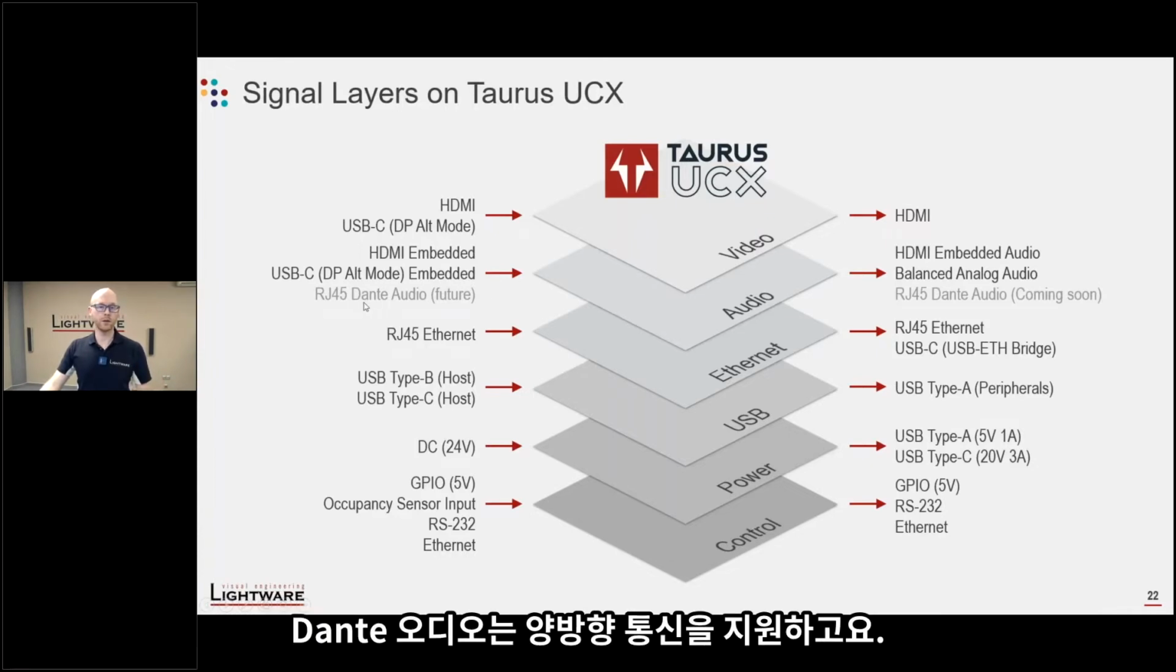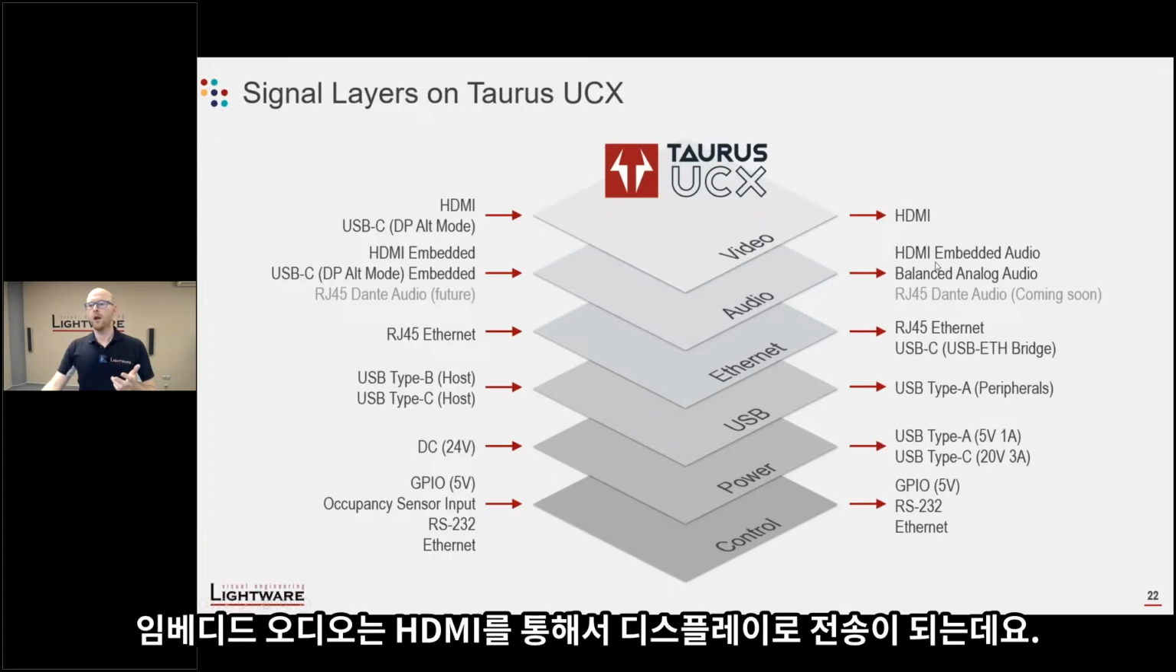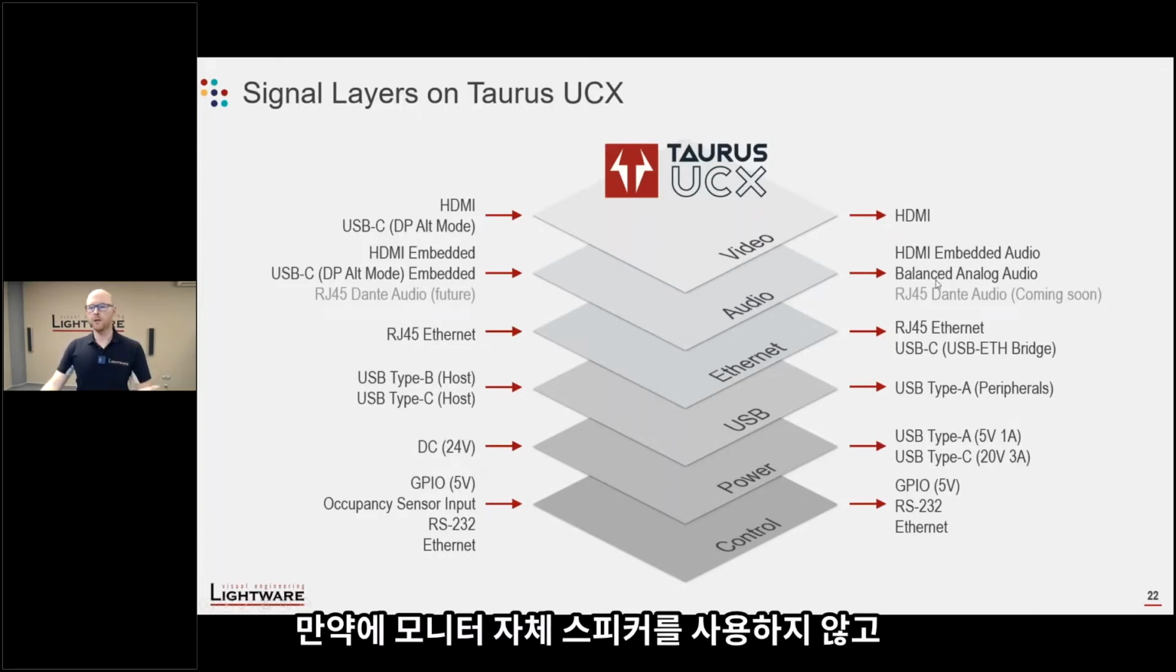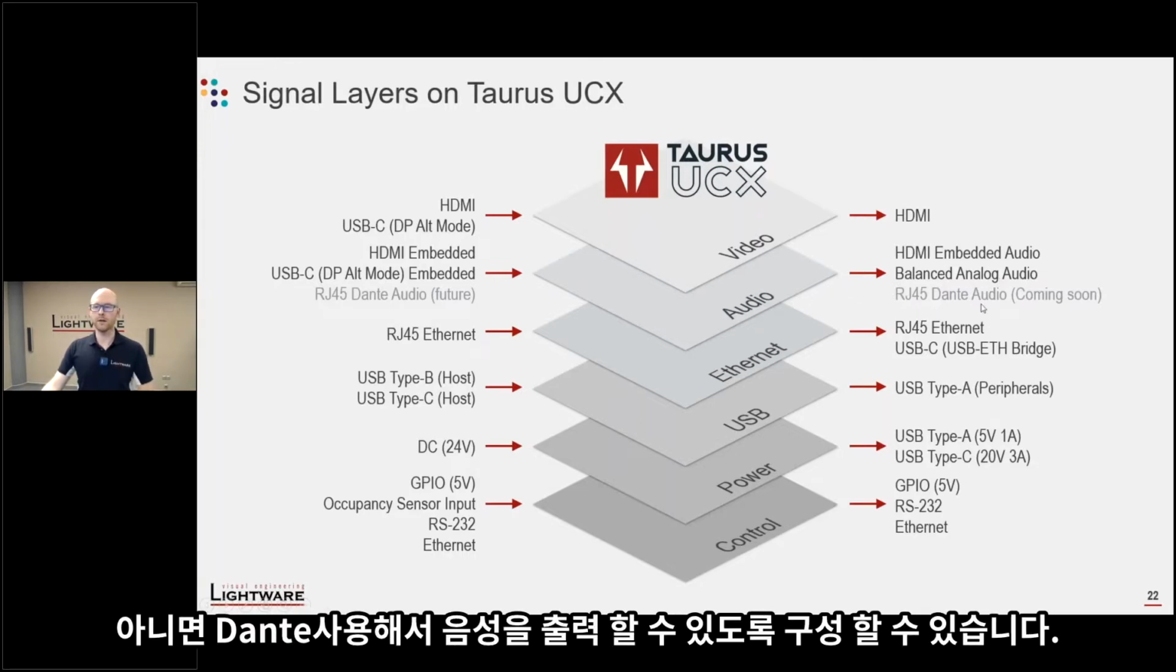And in the future, we will also have a bidirectional Dante audio version, so not just the output, but also a bidirectional Dante bridge. HDMI embedded audio can go to the displays. If you don't want to use the built-in speakers, you can use the balanced analog audio, the 5-pole Phoenix, or the Dante version, which is coming soon. You can send the signal into a Dante network.